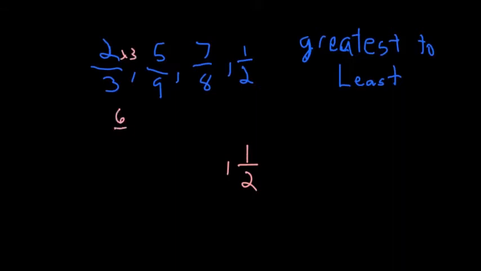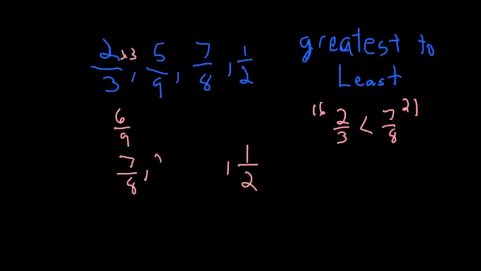And then I just need to look at that 7 eighths. So I'm going to compare the 2/3 and the 7 eighths first. 2/3 and 7 eighths. 3 times 7 is 21. 8 times 2 is 16. So that makes 7 eighths greater than 2/3. And I already know 2/3 is greater than 5 ninths. So that makes 7 eighths my greatest number, and then 2/3, and then 5 ninths. So going from greatest to least, I have 7 eighths, 2/3, 5 ninths, and then 1/2.